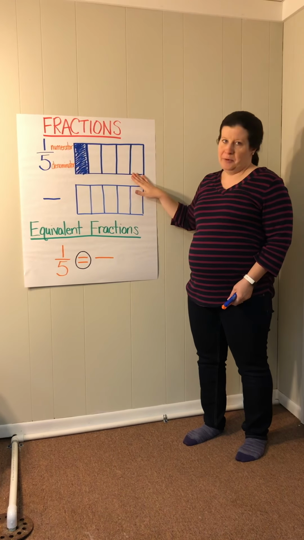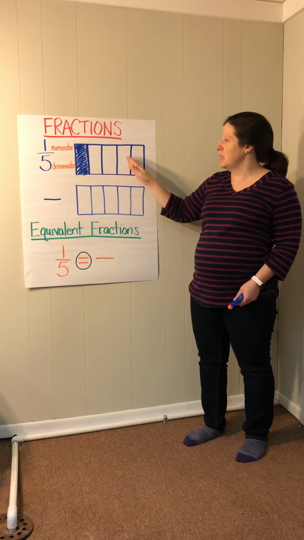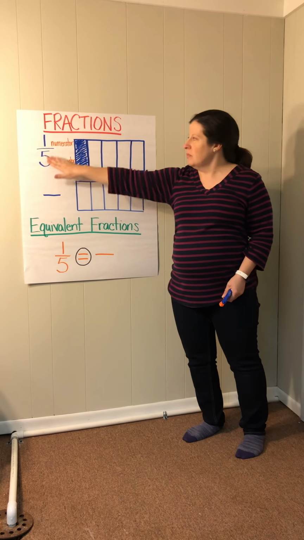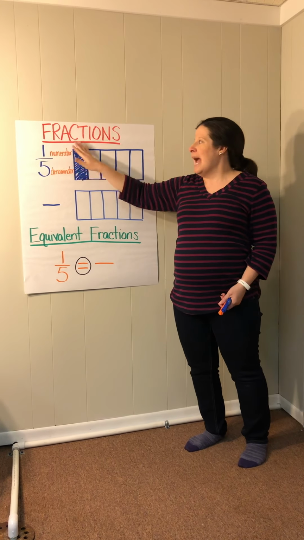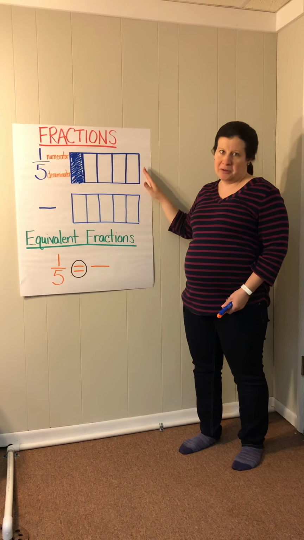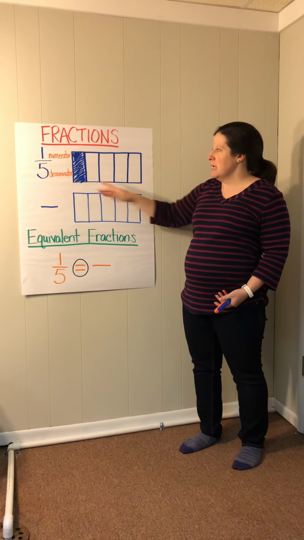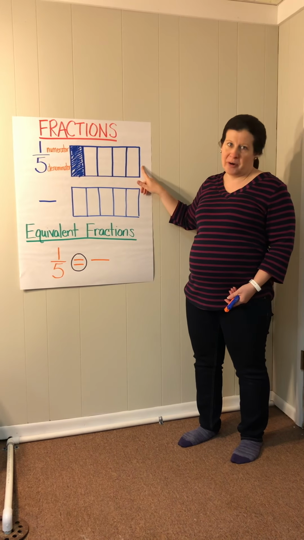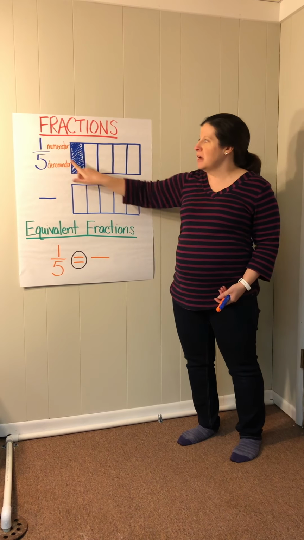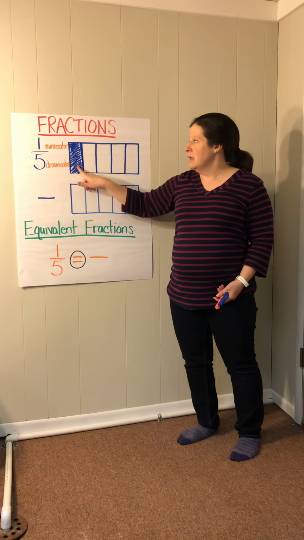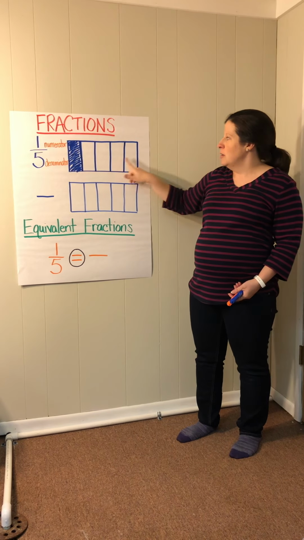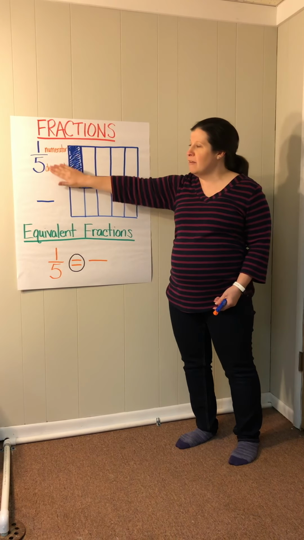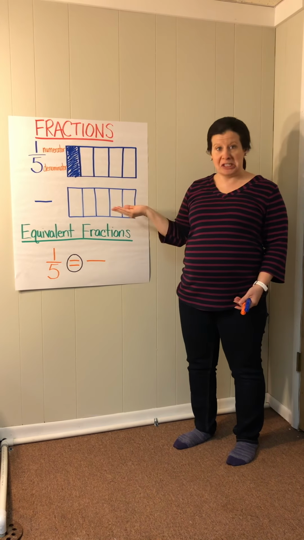So we have this rectangle. It's divided into 1, 2, 3, 4, 5 equal parts. So our denominator is 5. The numerator tells us how many of those parts we're talking about. So in this case, we're looking at what is shaded. There is 1 out of those 5 parts that are shaded, so our numerator is 1. 1 out of the 5 parts of the rectangle are shaded. So we would say that 1/5 of the rectangle is shaded.